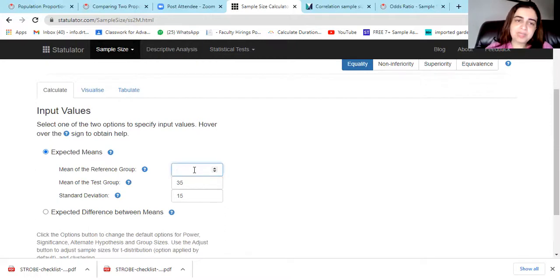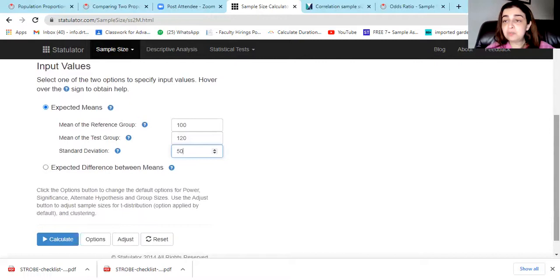Suppose in one group, the value of C-reactive protein was 100. In the other group, the value of C-reactive protein was 120. Standard deviation was 50. And the standard deviation would be what comes after the mean. You know, it's written 100 plus minus 50. So 50 is the standard deviation. There will be two standard deviations. To be on the safe side, you take the bigger standard deviation.